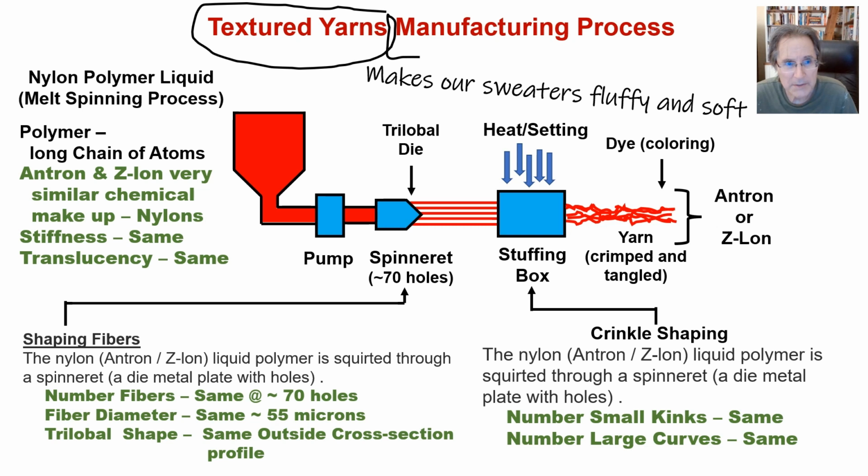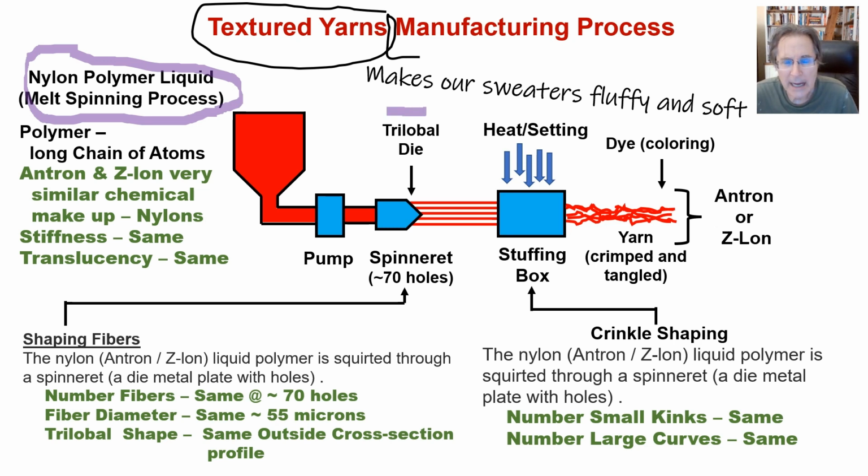The first part of the process to making textured yarns is to get this mix of liquid polymer. And so they are pretty much the same between Antron and Z-lon. These things are super secret, but they're both basically nylons. They both have about the same stiffness and translucency. This liquid then gets pumped and pressurized, and it goes through this spinneret that has about 70 holes, and that's the same for Z-lon and Antron. On a certain length of yarn, there are about 70 fibers.